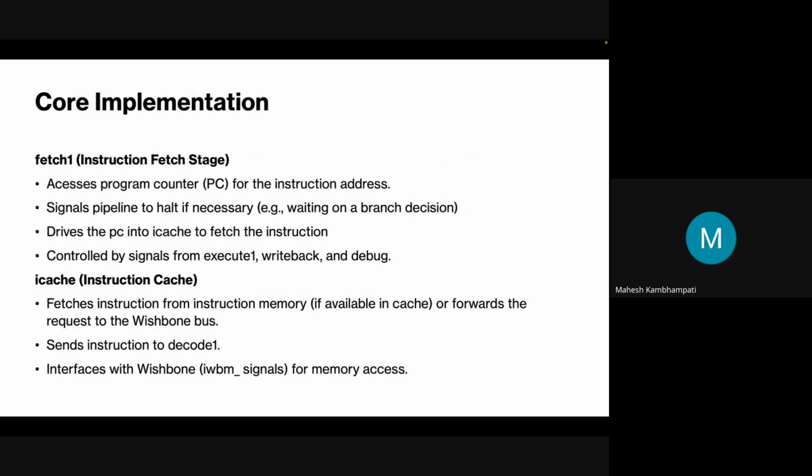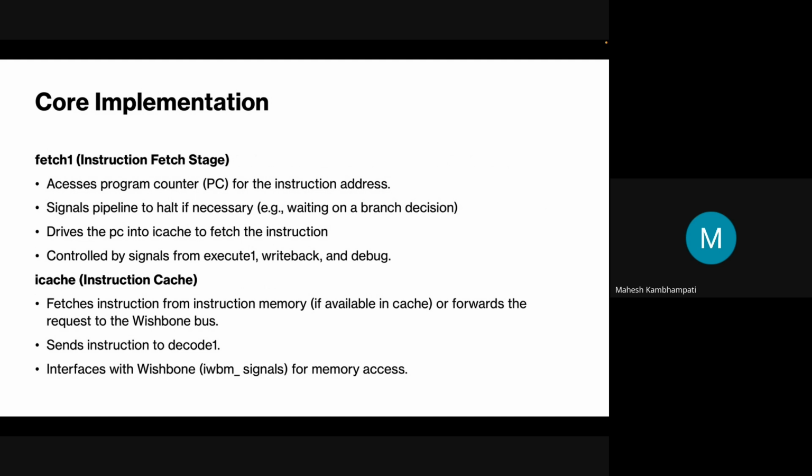So this is the fetch one. It simply has a program counter. The program counter simply stores the address of the next instruction to be executed. So it simply fetches and feeds it to the iCache, and it can also signal the pipeline to halt if necessary, say during a branch decision or during debugging, things like that. Then it feeds to the iCache.